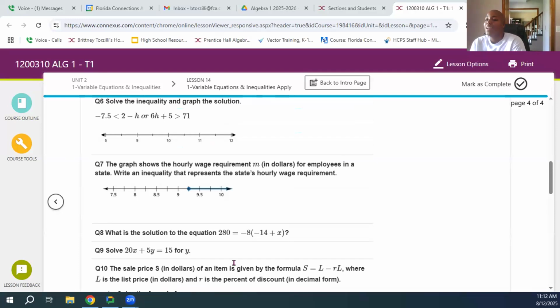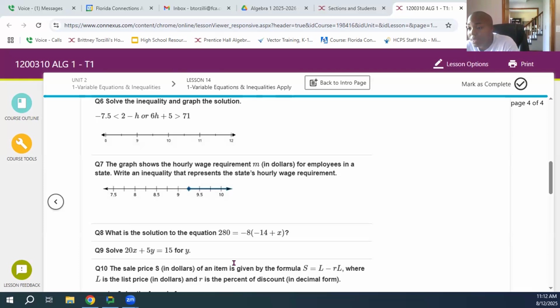Okay. All right, so we have to write an inequality that represents this situation. So we have a closed circle on a number between 9 and 9.5. And it has a closed circle and it's going to the right. I know going to the right means greater than. I know a closed circle means equal to. So it's greater than or equal to.